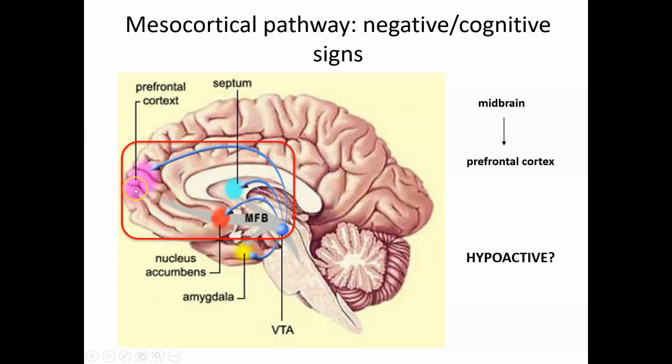That sounds like something the frontal lobe might be involved in. Now, the question is: is this a hypoactive pathway? When people have infused dopamine antagonists into the frontal cortex of monkeys, so if you basically reduce the amount of dopamine circulating in the frontal lobe, you do actually get things like apathy, cognitive impairments, and working memory problems. And that suggests that reduced activity in this pathway is producing these negative signs and these cognitive problems.